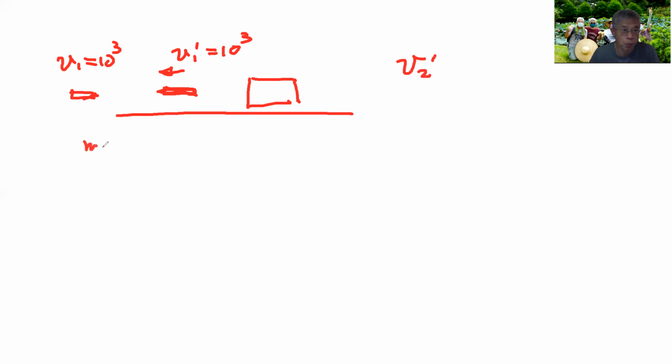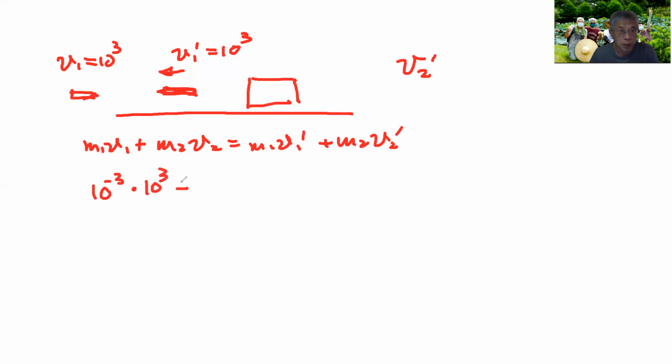So M1 V1 plus M2 V2 equals M1 V1 prime plus M2 V2 prime. So this is 10 to the -3 kilogram times V1, which is 10 to the 3, plus V2 is 0, so that's plus 0. And M1 V1 prime is negative, so it'll be 10 to the -3 times -10 to the 3. And then plus M2 V2 prime, and M2 is equal to 1.